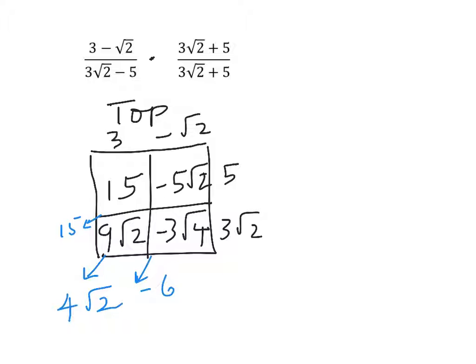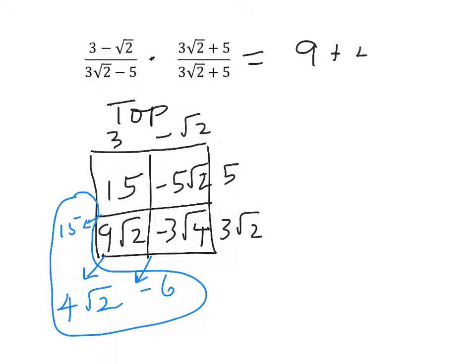So our job is to add all these together. Now, 15 and negative 6 is 9, plus 4 root 2. So we got our numerator. Our numerator here is going to be 9 plus 4 root 2. Now we're going to do the denominator to see what to place under there. So we're going to do the bottom over here.